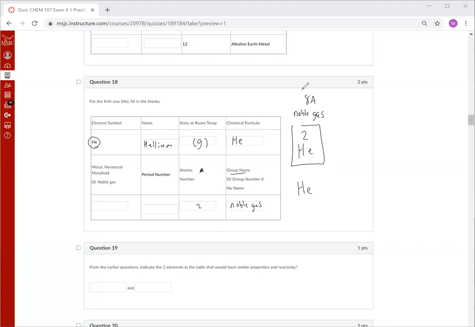For our metal, non-metal, metalloid, or noble gas, that one's pretty straightforward. It's a noble gas. You can also say that it's a non-metal. That's also a reasonable answer because it is in fact a non-metal. And then the period number, if we look at helium in the periodic table, it's in the first row. So it would be period number of 1. Does this example make sense to everyone? Yes. Perfect.